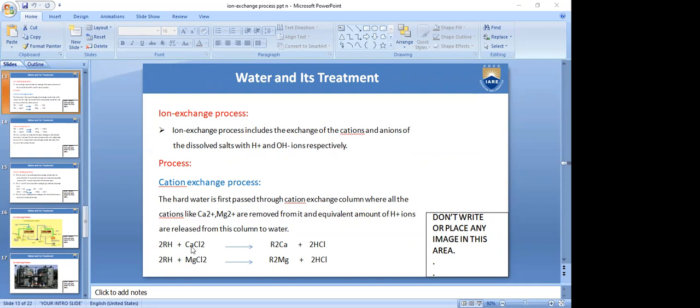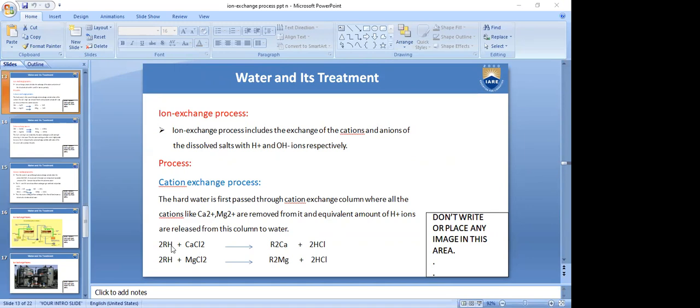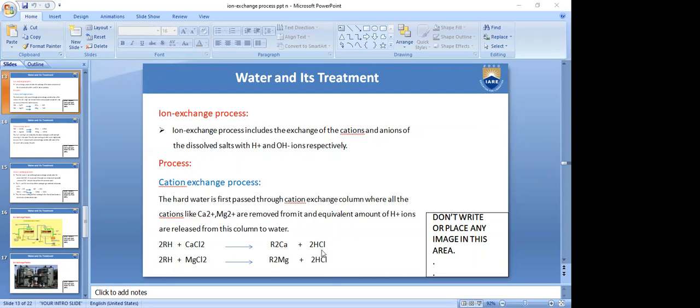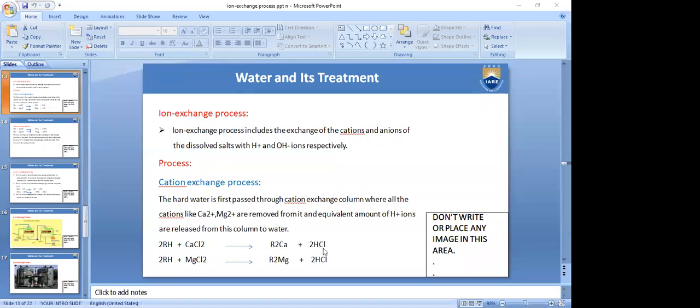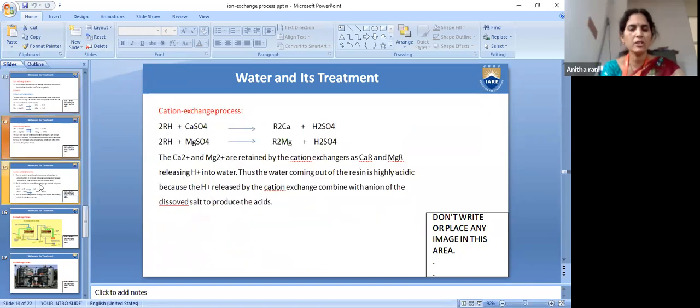Where are they present? In hard water. Ca2 plus ions are present in hard water, so the Ca2 plus ions are exchanged with the H plus ions present in the cation exchange resin. So the water you collected from the first chamber, what is it containing now? It is containing negative ions. So then what are we doing next? We are passing it through the anion exchange process.